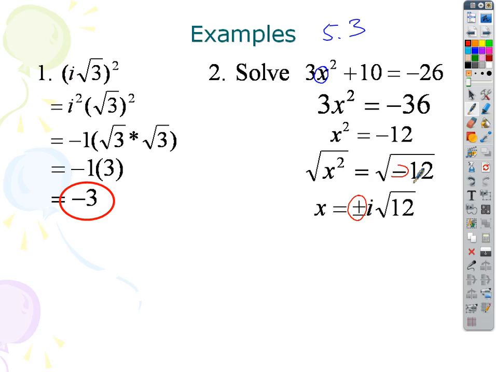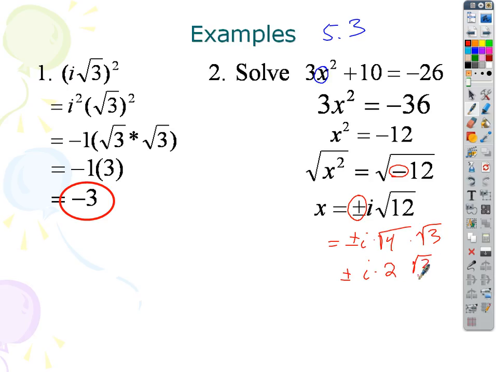There you go. So I end up with plus or minus i times the square root of 4 times the square root of 3. That becomes 2 times i times the square root of 3. And we would write that with the 2 first. It doesn't really matter, just like with variables, we'd put the 2 before the x.